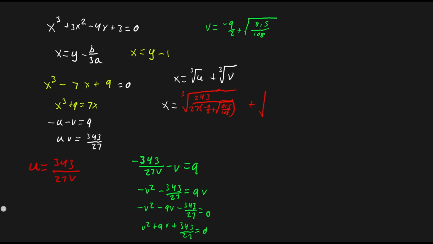That was a horrible radical sign. The cube root of -9 over 2 plus the square root of 815 divided by 108, which if we plug into a calculator, let's go ahead and do that.